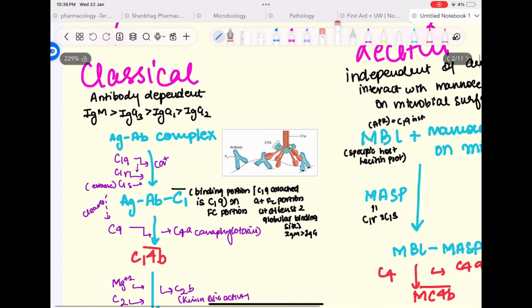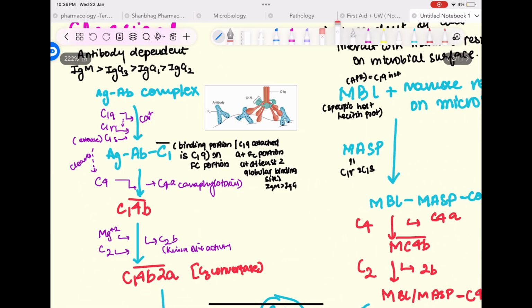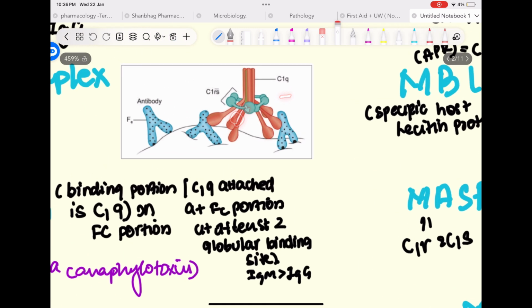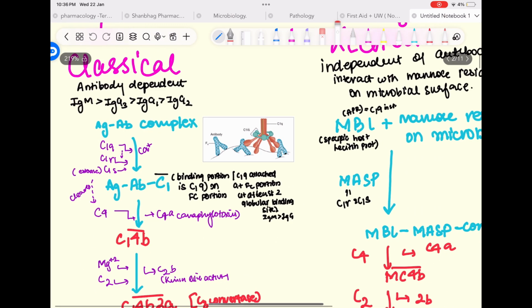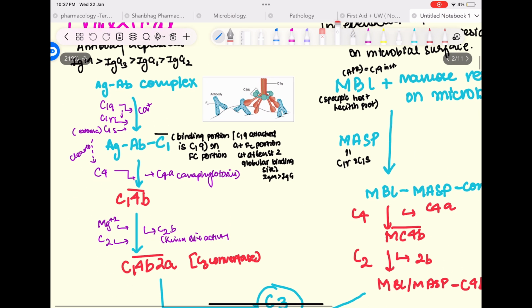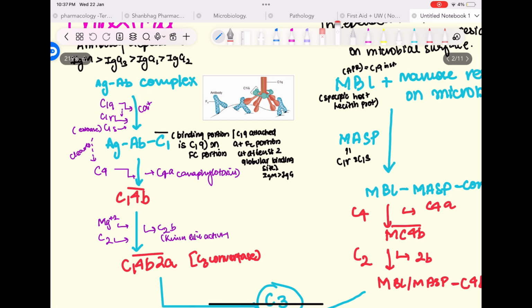Now, all we have seen up till now is that the C1Q complement protein attaches to the antigen antibody complex along with calcium. It activates the other 2 molecules of C1, which are R and S. When they are activated, note that C1S has an esterase property, which means that it can cleave.